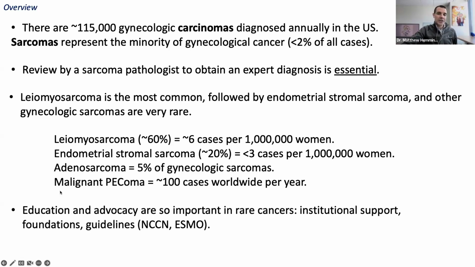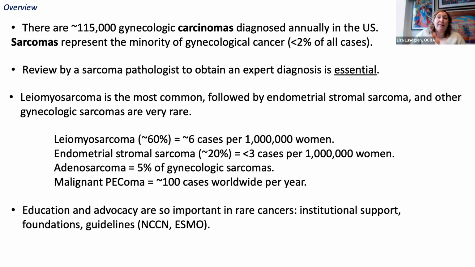I'll highlight that education and advocacy are so important for rare cancers, for patients, for research, and for clinical trials. It's important to look for institutional support, foundations like OCRA, and information from guidelines and clinical trials from established resources like the NCCN or ESMO guidelines or OCRA guidelines as well. I just put the NCCN guidelines that OCRA sponsors in the chat, so if anyone's interested, they're welcome to click and look through.